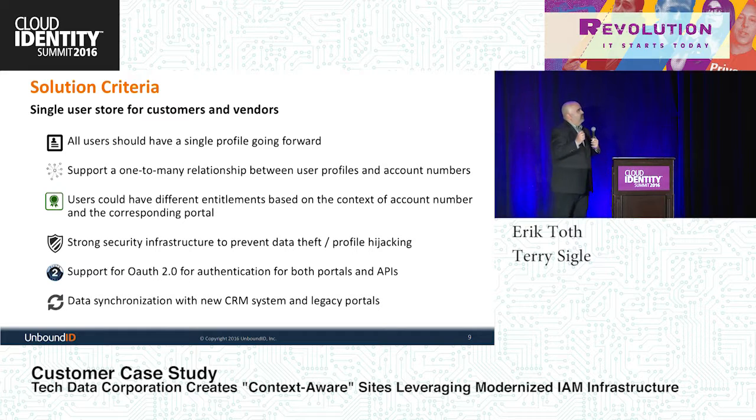Our data store structure needs to maintain what I call a one-to-N relationship between this particular user and any business interaction they have with Tech Data, be it vendor, be it reseller, regardless of the account numbers that they have. I don't care if they have 27 accounts, we need to be able to manage it. We have to maintain the ability that a user may have different entitlements based on their specific context of application and account number.